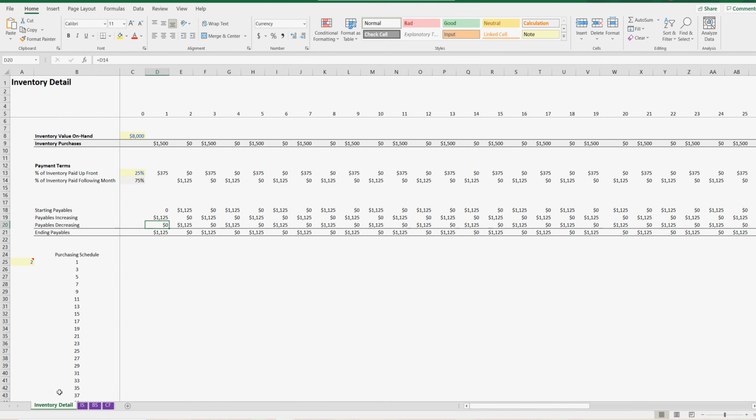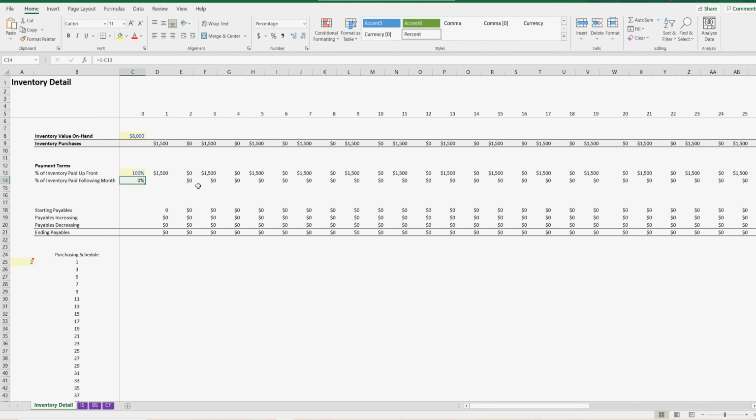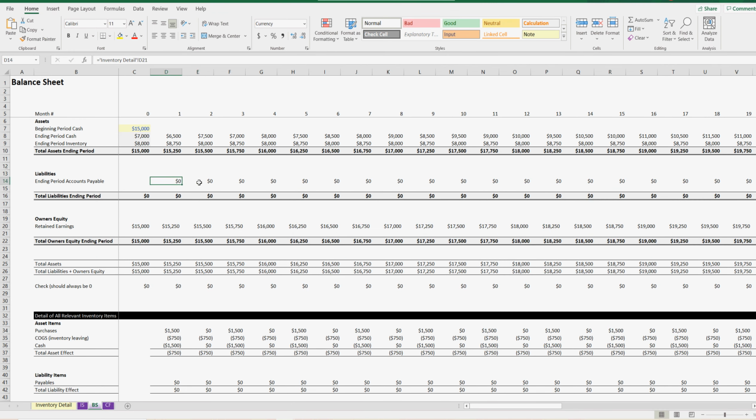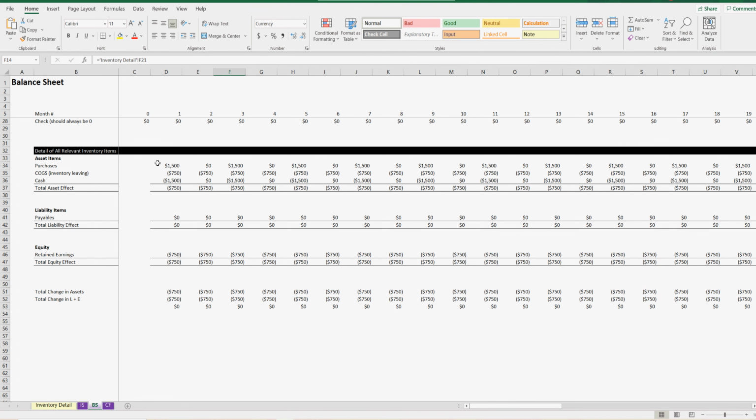Now, if you had, let's say you paid 100% up front, then you don't have any payables here, as you can see, because you're paying it all up front. So now the effect is inventory goes up, cost of goods sold goes down, cash goes down, and then the retained earnings is going down by the cost of goods sold. And that net effect is the same, and that's why our assets still equal liabilities plus owner's equity.